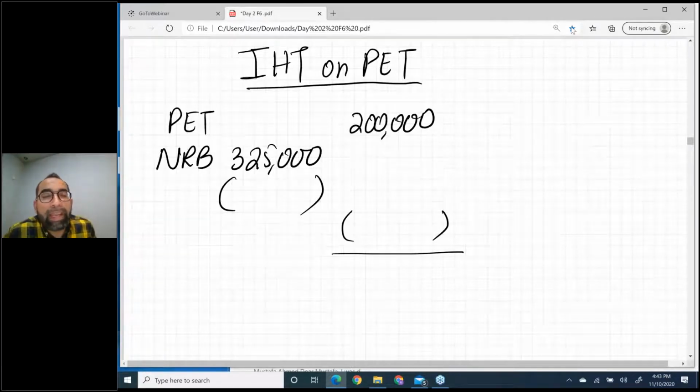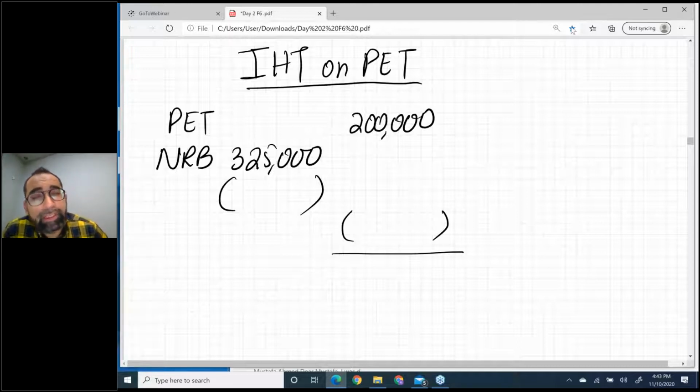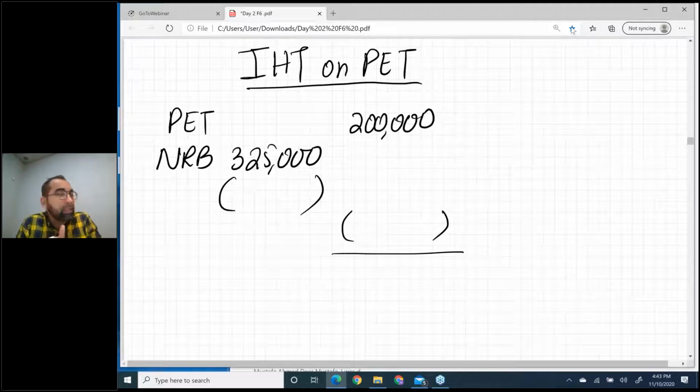Now, for NRB reduction, we never stay at the date of death. We stay at the date of gift. And what was the date of this gift? I think 1st August 18. You will stay at 1st August 18, and you will see 7 years back.